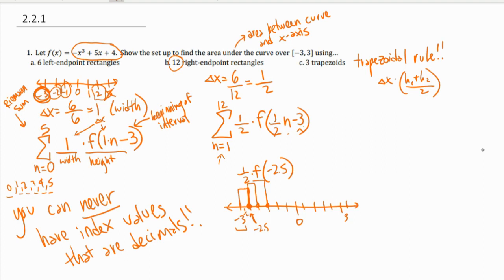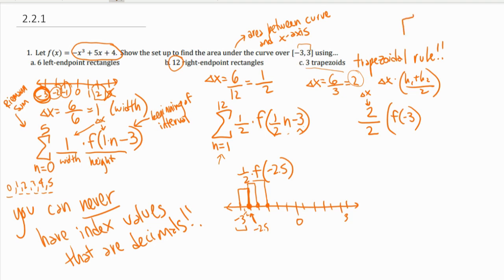So if we have 3 trapezoids, we have a total width of 6. We're dividing that into 3 trapezoids. The width of each trapezoid is 2. Okay, so delta x is 2. We're going to be dividing by 2 because that's just part of the formula, the average part. And then thinking about our 3 trapezoids, our first trapezoid starts at -3. Okay. Our next height is going to be 2 units later, because our delta x is 2. 2 units later would be f of -1.